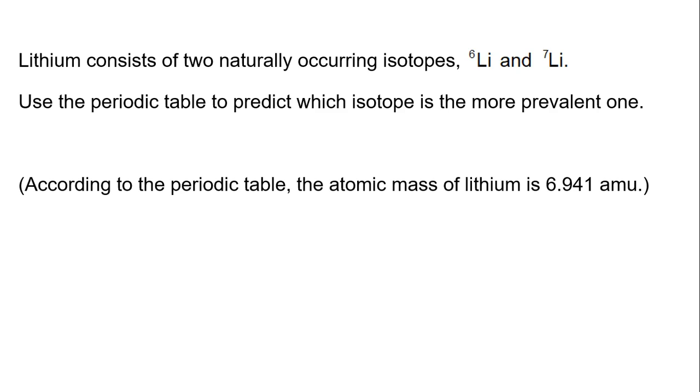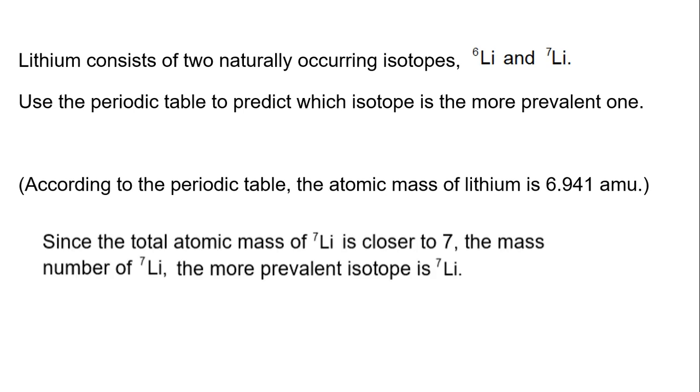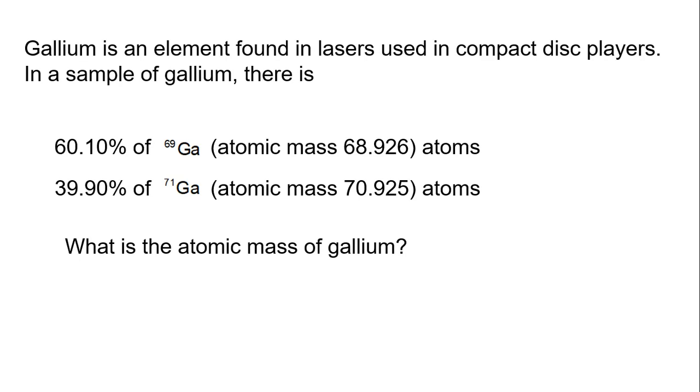So lithium consists of two naturally occurring isotopes, lithium-6 and lithium-7. I put this here so nobody had to look for a periodic table. We want to know which one's the most prevalent one. Covered it on the previous page. The mass is 6.94, so it tells you that the most prevalent one is lithium-7 because the atomic mass is so close to 7. All right, so that's what I pretty much did here. And let's do one more problem.